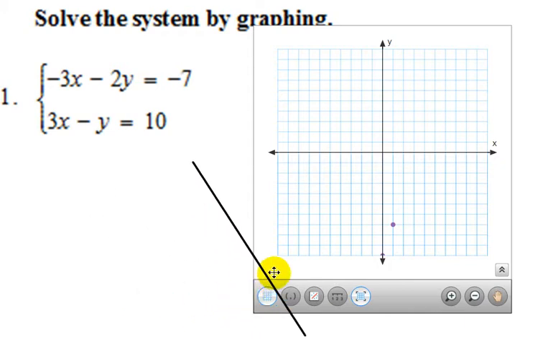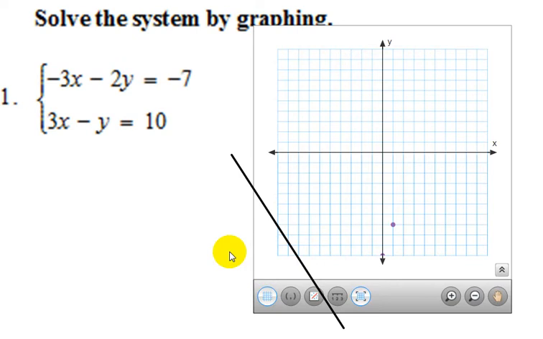The first thing I'm going to do is work on this second one here. So what am I going to do? Solve for y. I want to put it in slope-intercept form, y equals mx plus b. So I'm going to subtract 3x from both sides, so I get minus 3x. Then I'm going to divide everything by a negative 1. So that goes to positive, that goes to negative, and this goes to positive. So I end up with y equals 3x minus 10.